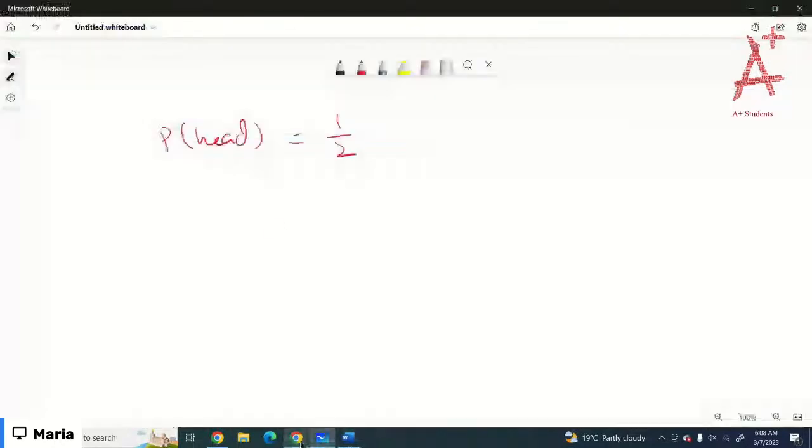Yes, so it would be 1 over 2 times 4. Got it? So 2 times 1 is 2 and 2 times 2 is 4. So the prediction for getting heads is 2. Got it? So the correct option is 2.